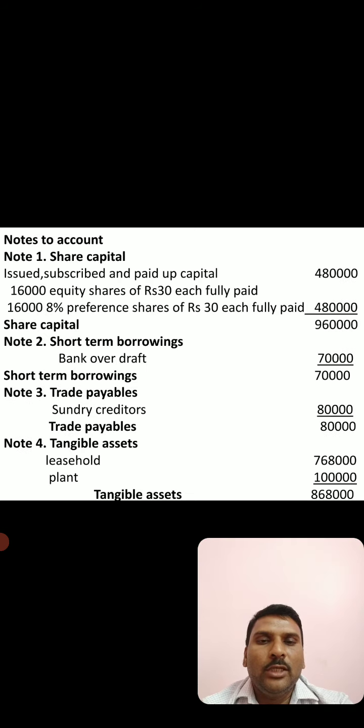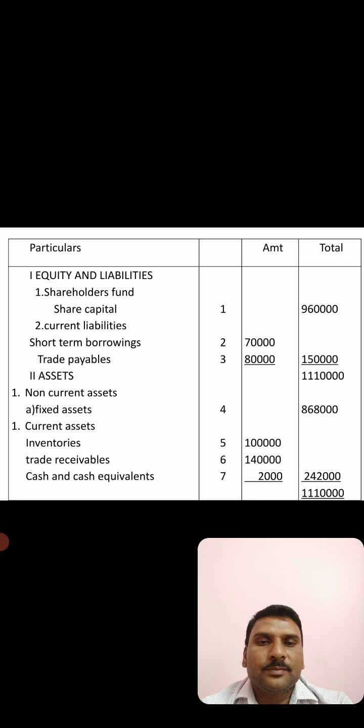Now the new balance of liabilities is 11,10,000 and asset balance is 11,10,000. Like this we have to prepare the revised statement of assets and liabilities after reconstruction.